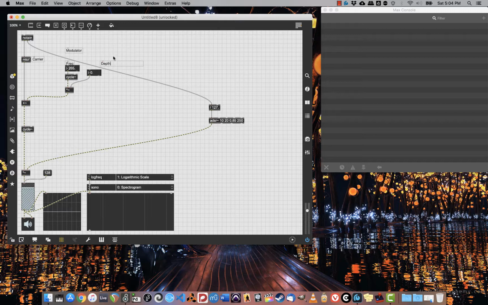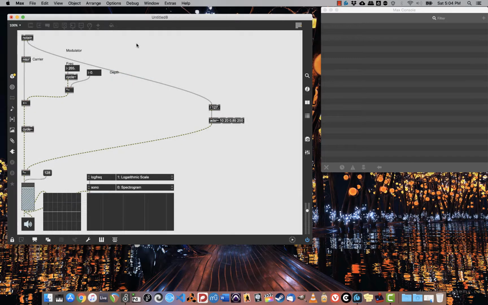Now, the depth of modulation has some interesting properties we're going to look at in a second, but this is it right here. This is what we need if we want to modulate the frequency. So I've got a carrier. I'm just going to play A440. Frequency of the modulator is 1. Depth of the modulator is 1. Let's hear that.